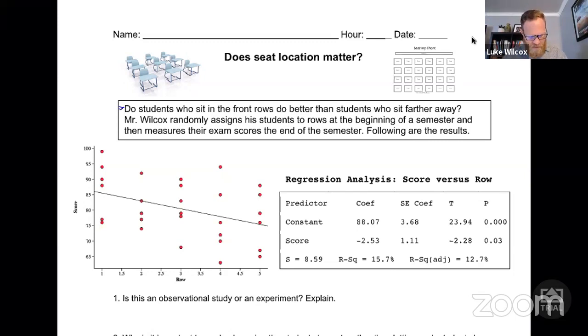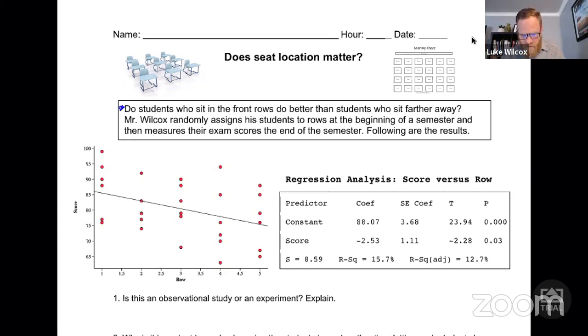So let's dig right in and see what it says here, okay? Do students who sit in the front rows do better than students who sit farther away? Mr. Wilcox randomly assigns his students to rows at the beginning of a semester and then measures their exam scores at the end of the semester. Following are the results. So I did this a couple of years ago. This is real data. This is what I found. And you see the scatter plot there.